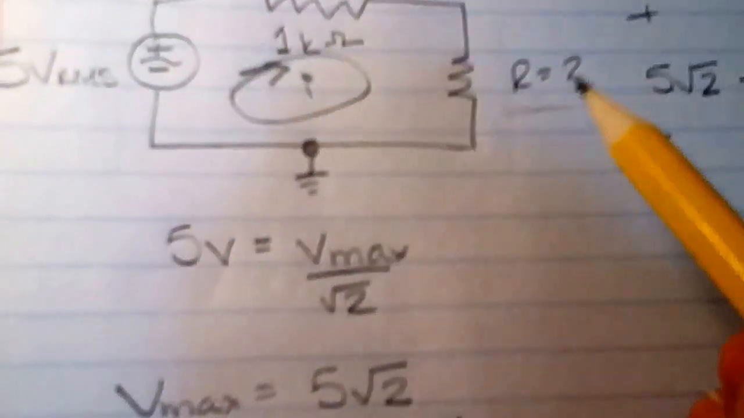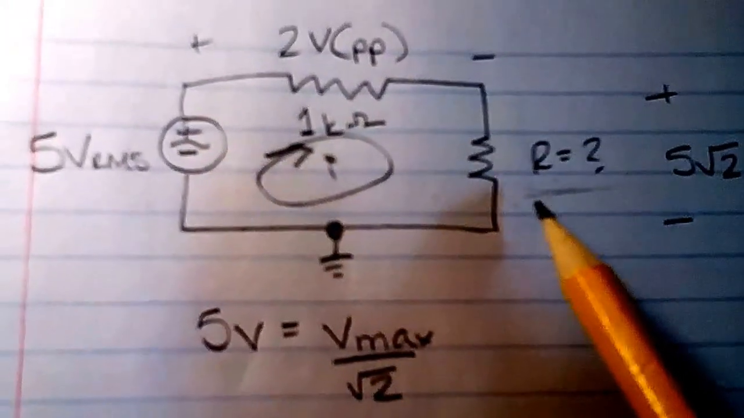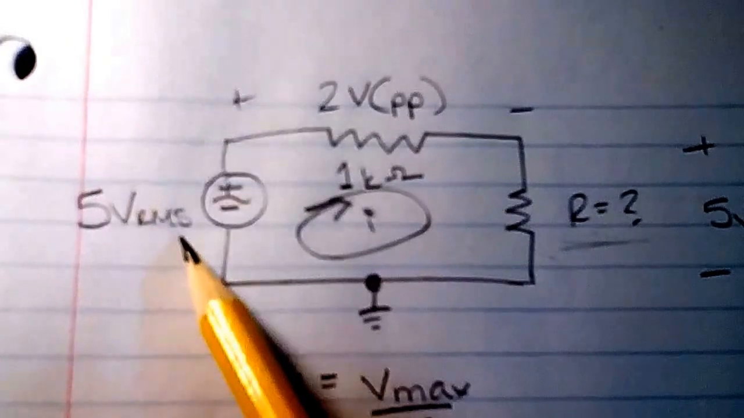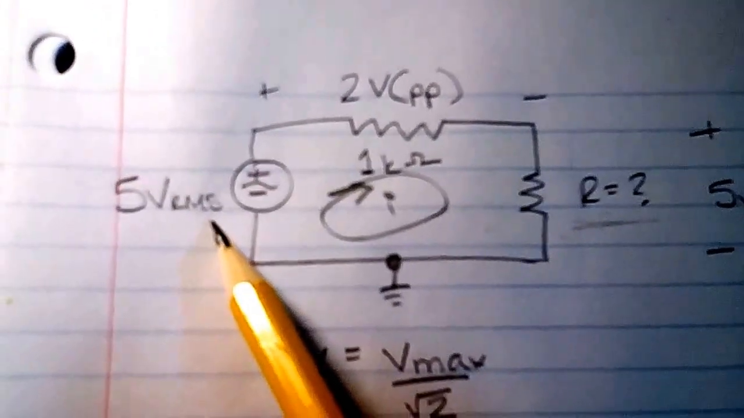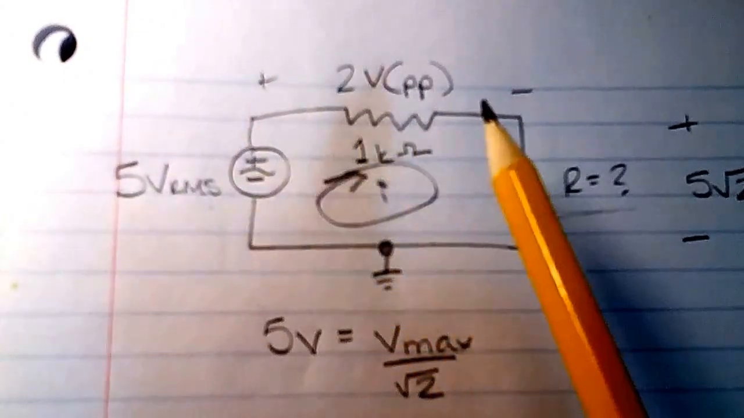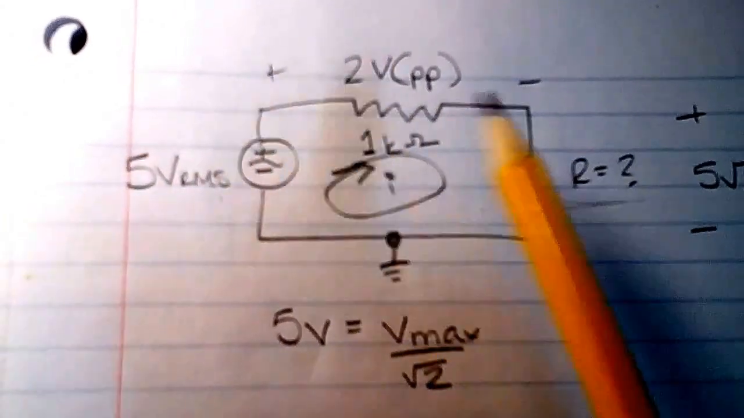So if we put a 6.07 or something near that kilo ohm resistor in here, and we apply 5 volts RMS to this circuit with a 1 kilo ohm resistor, then there'll be a 2 volt peak to peak across this resistor.